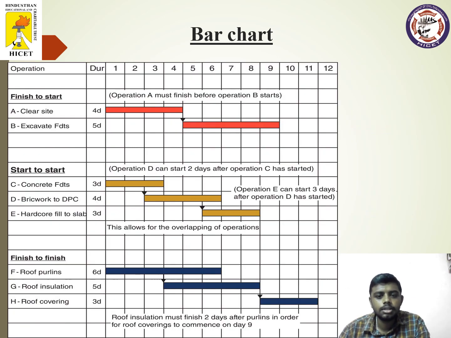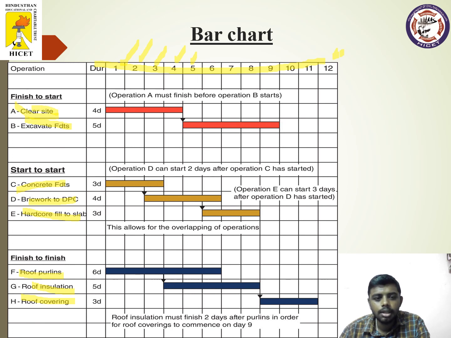Let us see this bar chart with an example here. I have given A as site clearance, B as excavation work, C as concreting work, D as brickwork to DPC, and E as hardcore fill to slab. Then we have F as roof purlins, G as roof installations, and H as roof covering. If you clearly see, this is the duration of my project: first day, second day, third day, fourth day, fifth day, and it extends up to 12 days.